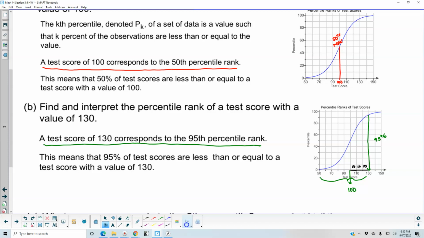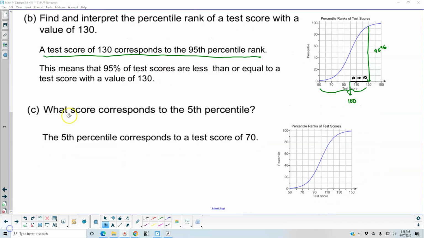So this means that 95% of test scores are less than or equal to a test score of a value of 130. Now for part C, it says what score corresponds to the 5th percentile. And the 5th percentile is going to correspond to a test score of 70.